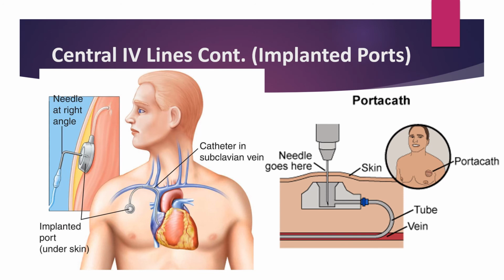Another type of central line that is common, particularly with chemotherapy patients, is implanted ports. These are more chronic IV access that you might see with particularly oncology or chemotherapy patients. Same concept goes here in that the line terminates in the superior vena cava or the right atrial junction. This port is placed under the skin. The needle gets inserted into the port, and from there, medication or nutrition can be delivered. They are also sometimes known as Port-a-Caths.